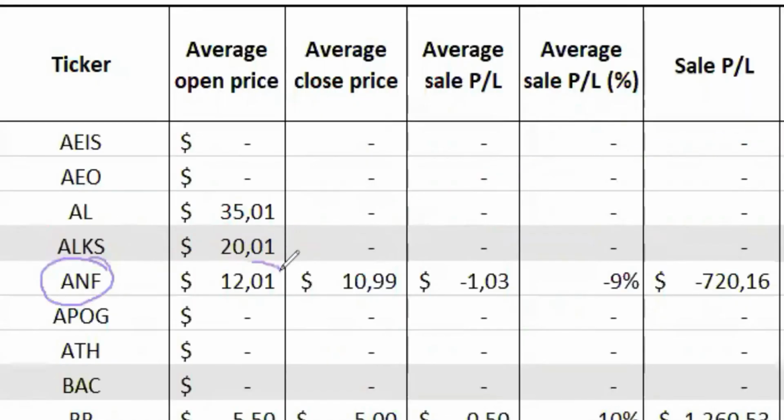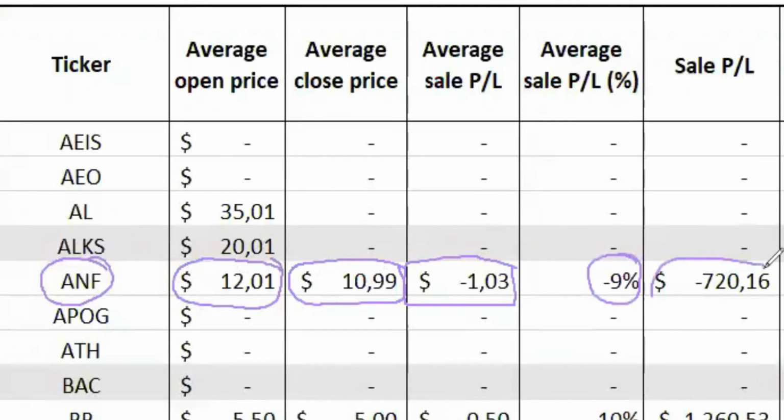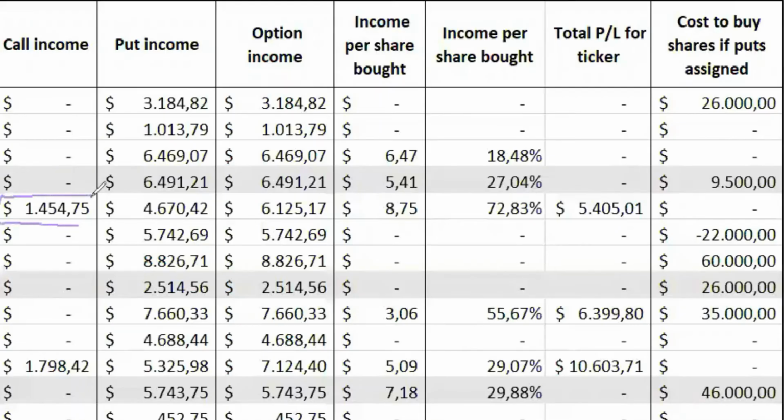ANF, we got the shares put to us at 12. We sold them at, let's say, 11, rounding it up. Therefore, we were down $1, 103, because we bought them at a higher price than we sold them. How much did we lose in this buying and selling? 9%, in dollars, 720. We collected, however, call income on these shares and also put income.